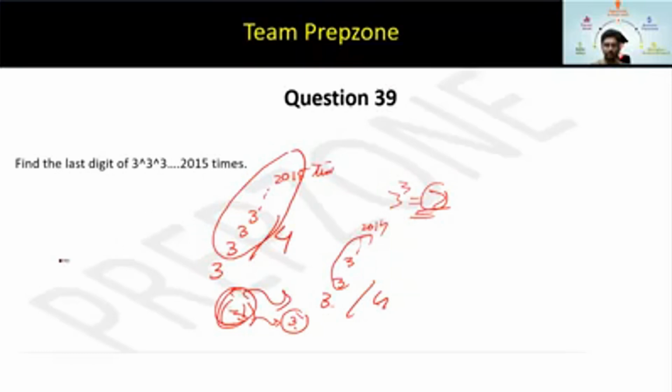So let's take this question. Solve this question: 3 to the power 4 to the power 5 till 10, right? Find the last digit of this. Take it as your assignment and solve it out. 3 to the power 4 to the power 5 till 10. What will be the last digit of this?